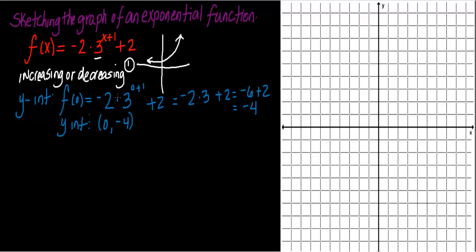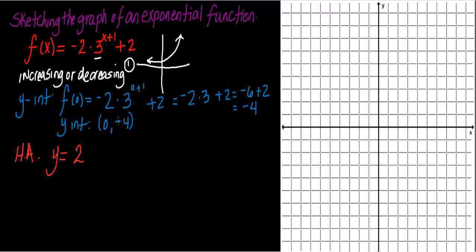And the last thing we want to find is our horizontal asymptote. We said that our horizontal asymptote will follow my vertical shift. I have a vertical shift of 2. That means my horizontal asymptote will also move 2 units up. So I will find my horizontal asymptote at y equal to 2. Now we're going to start plotting these things on my graph.